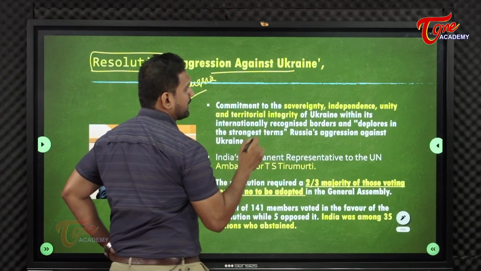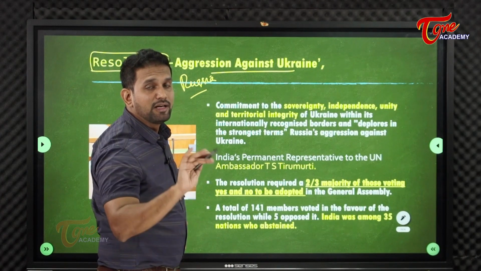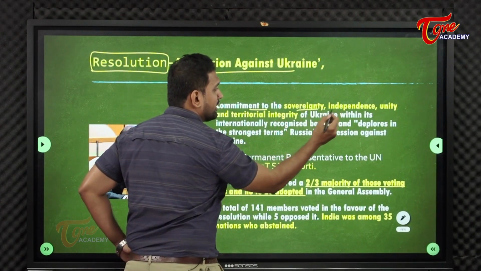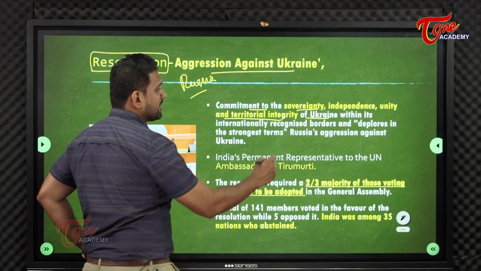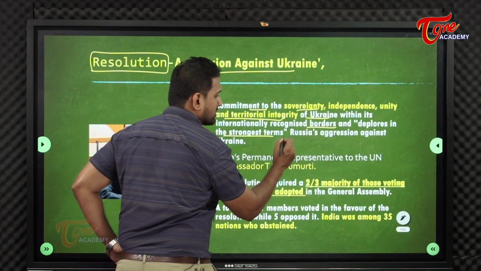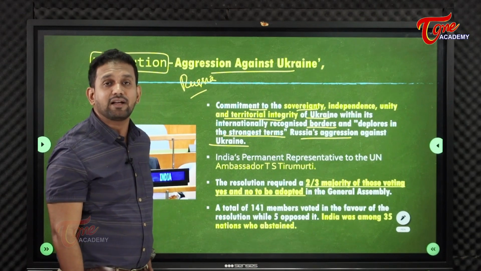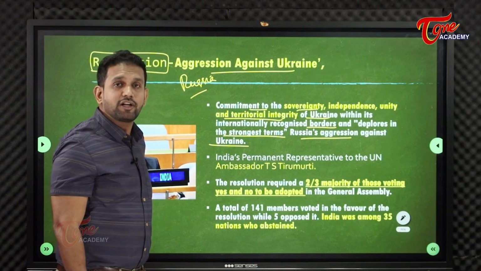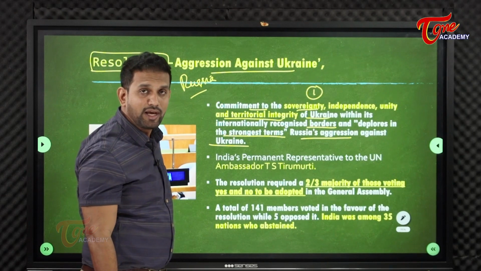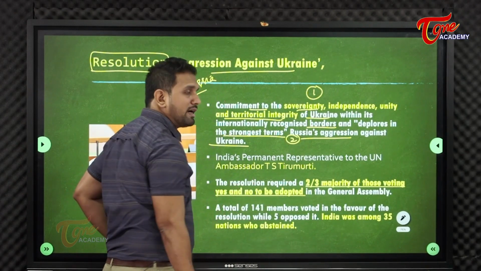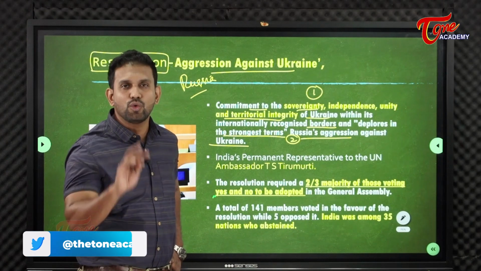Okay, so this particular resolution talks about the commitment. Those countries saying yes to that particular action document are in favor of commitment to the sovereignty, independence, unity and territorial integrity of Ukraine within its internationally recognized borders, and deplores in the strongest terms Russia's aggression against Ukraine. So there are 2 important commitments you have to give if you want to be a part of this resolution. First of all, protect the sovereignty, independence, unity and integrity of Ukraine. Second, you have to condemn strongly that Russia is unnecessarily invading Ukraine. Okay, 2 things you have to say yes to.